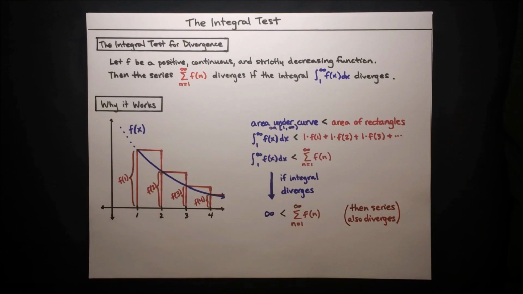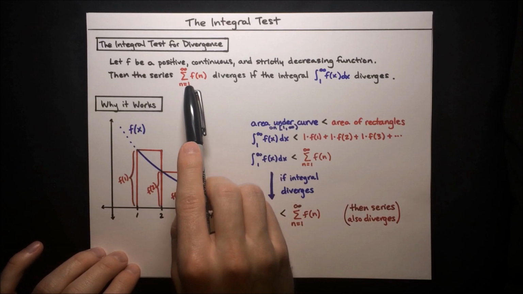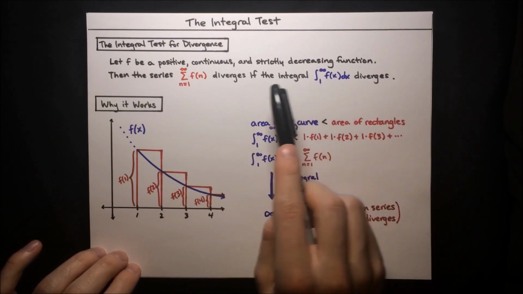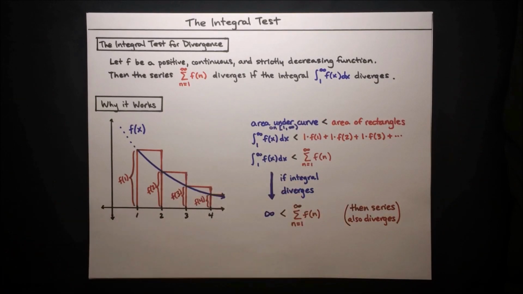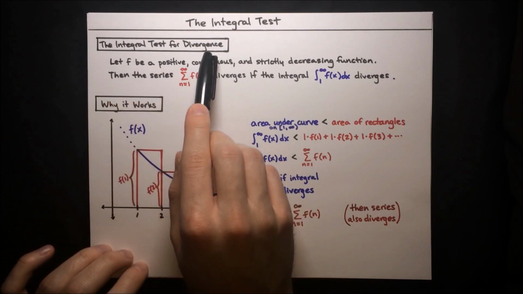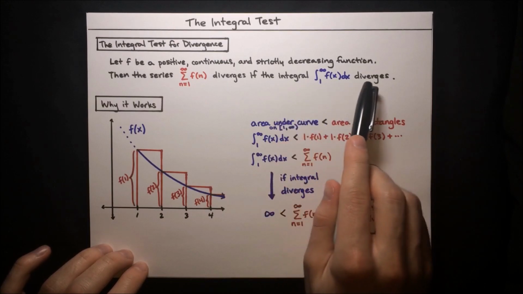This is useful because the integral of a function is often easier to compute than the series of a function, and if we can show that the integral diverges, then we know that the series diverges. So when faced with the difficult problem of telling whether a series diverges, we can use the integral test for divergence to transform that into an easier problem of telling whether an integral diverges.